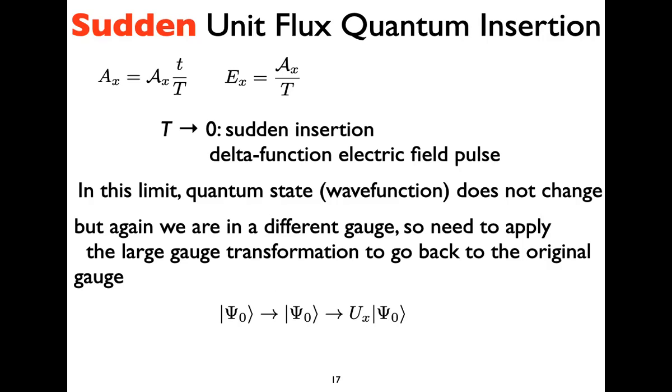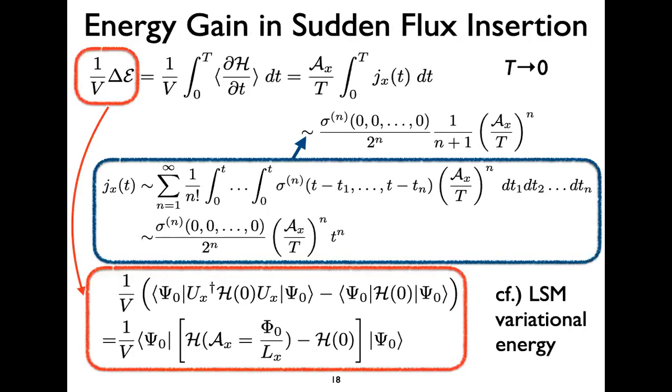So even though this insertion of flux is sudden, after this large gauge transformation, the final state wave function can be different from the initial state wave function. That means the energy can increase by sudden insertion of the flux. But also in this limit, we can use the same trick.